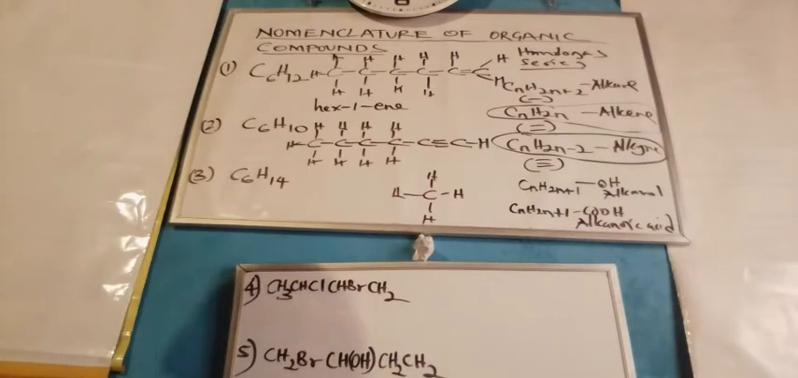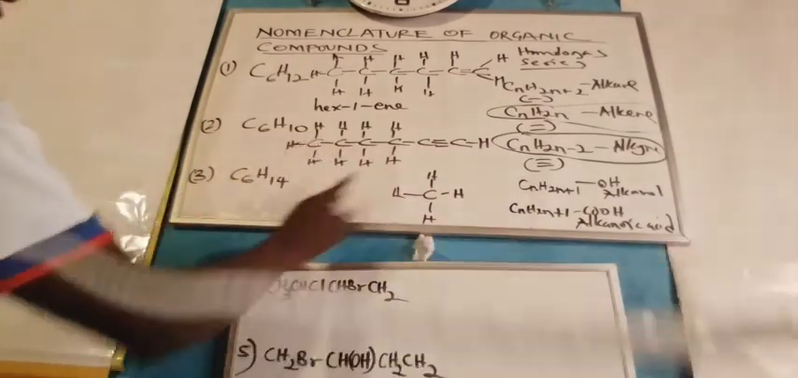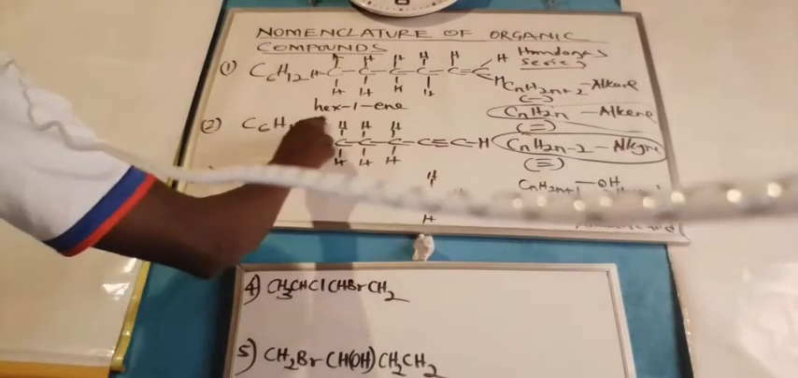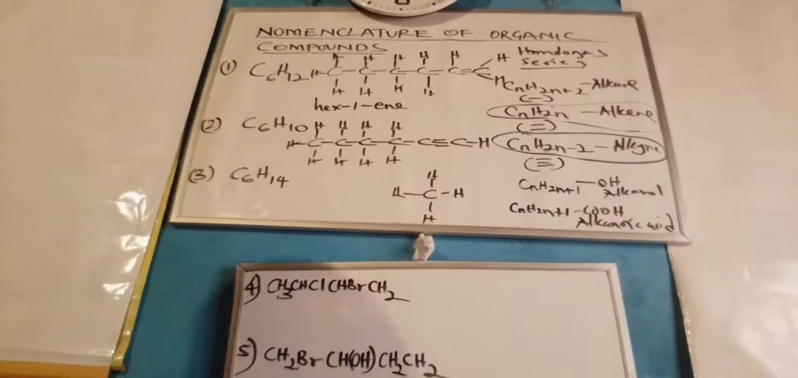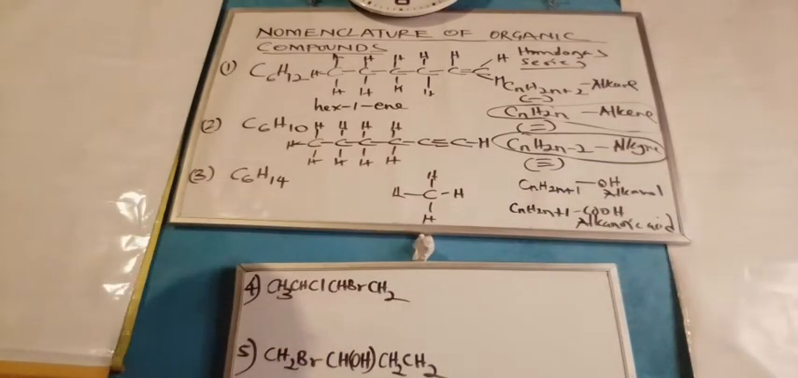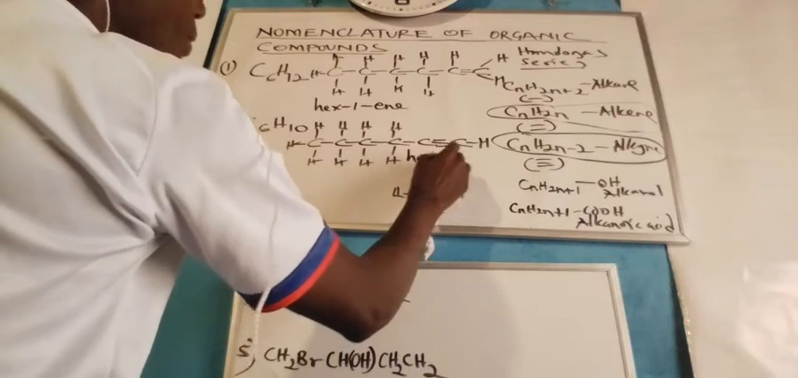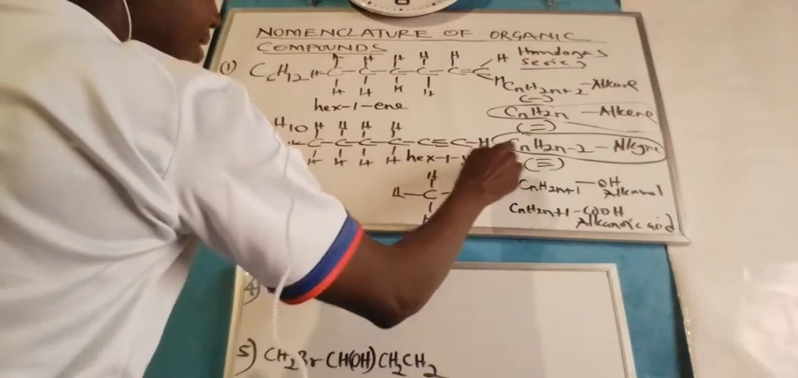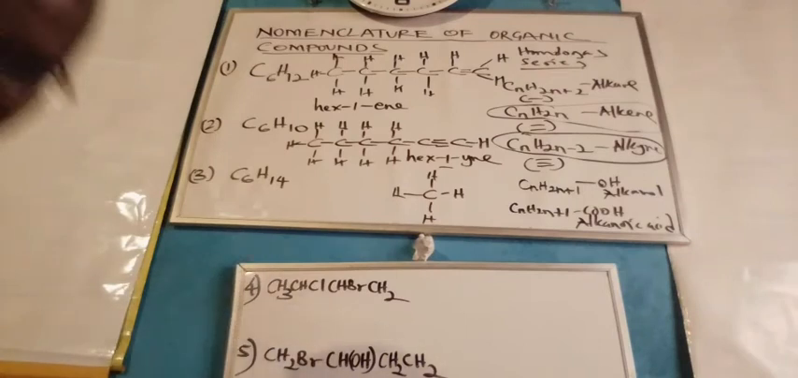Now, when you look at that structure, counting the number of carbons is 1, 2, 3, 4, 5, 6. Hydrogens are 1, 2, 3, 4, 5, 6, 7, 8, 9, 10. I have satisfied the representation of the displayed formula for the molecule given. What name does it carry? We've said that it is an alkyne with 6 carbons, and therefore we call it hex-1-yne, where 1 represents the position of the functional group, which is after the first carbon.